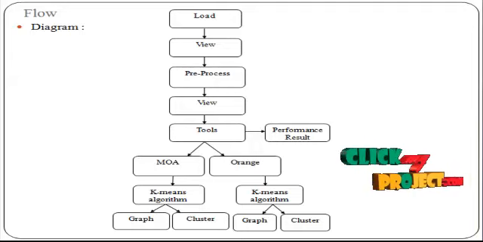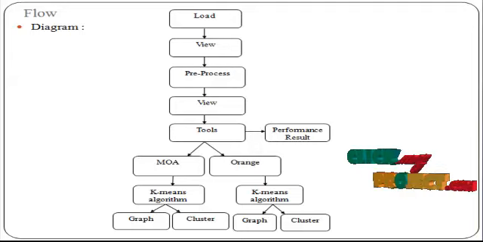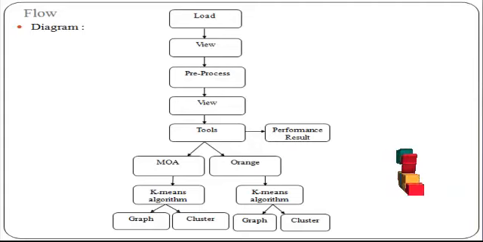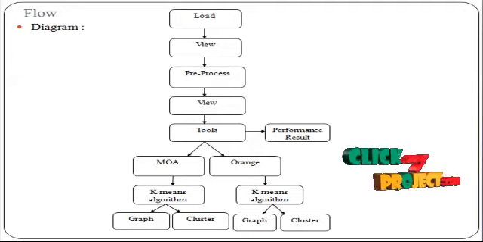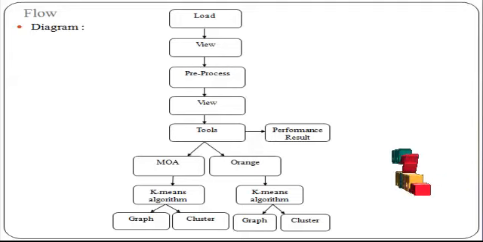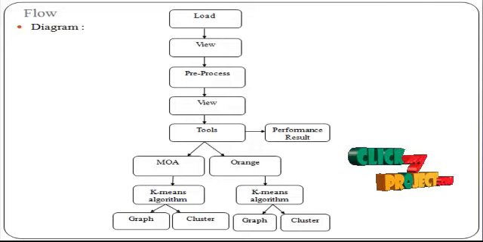K-means clustering is a type of unsupervised learning which is used when you have unlabeled data. The goal of this algorithm is to find groups in the data, with the number of groups represented by the variable k. The result will be displayed in visualization and generated as a graph.